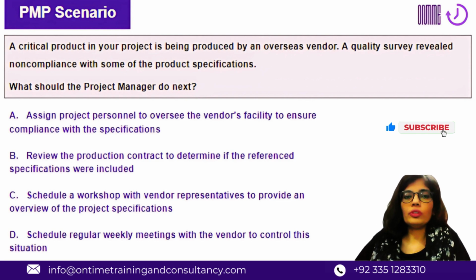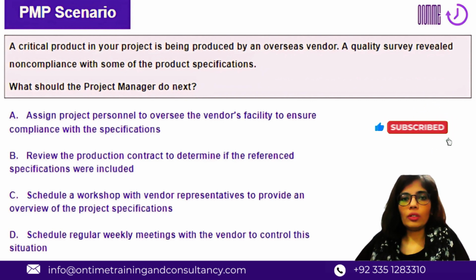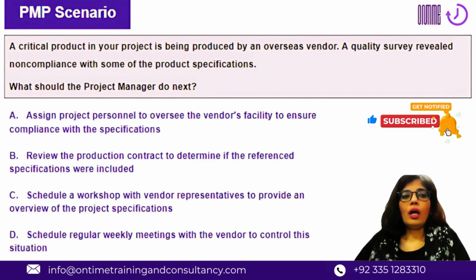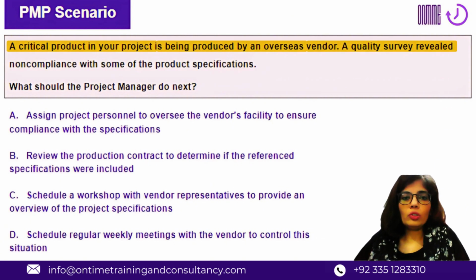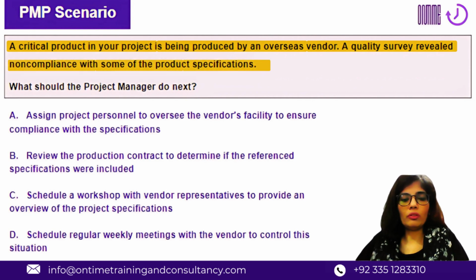So let me just first read out the scenario and then I will explain. A critical product in your project is being produced by an overseas vendor. A quality survey revealed non-compliance with some of the product specifications. What should the project manager do next?